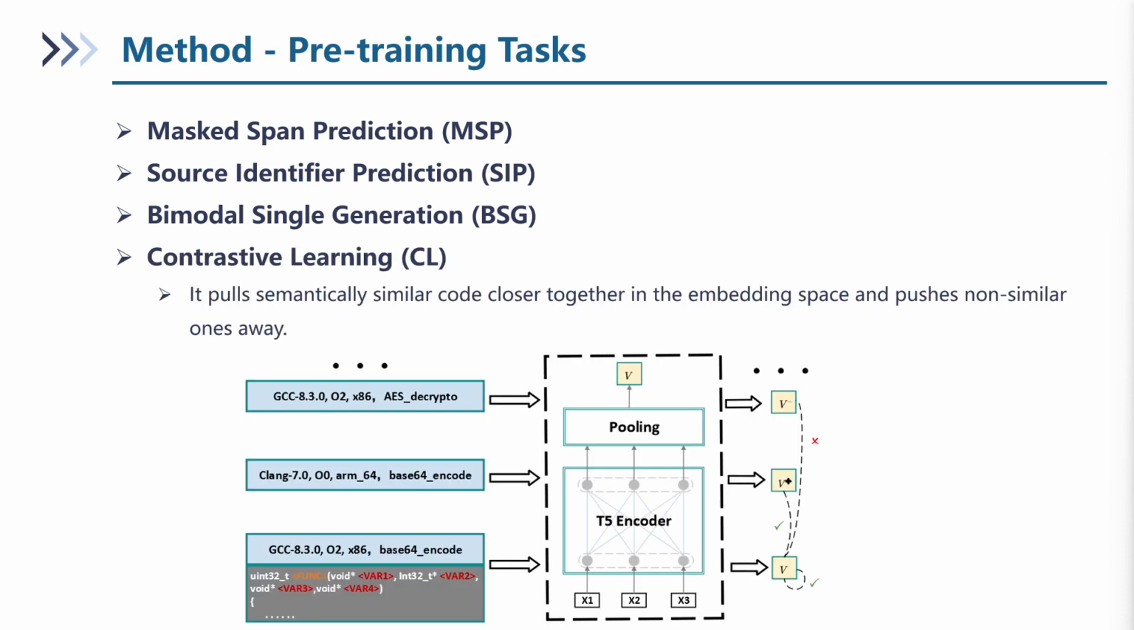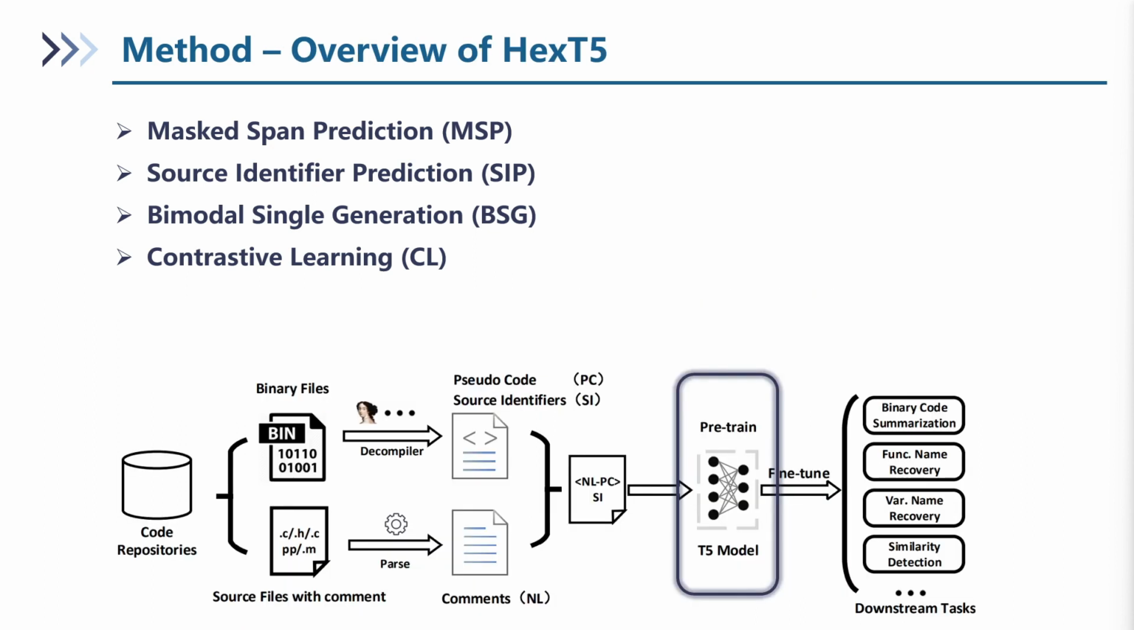The last pre-training task is contrastive learning. We consider binary functions from the same source code function to be similar in semantics, and we should push semantically similar code closer together in the embedding space and push the non-similar ones away. This task is designed for this purpose. So that's all of our pre-training tasks.